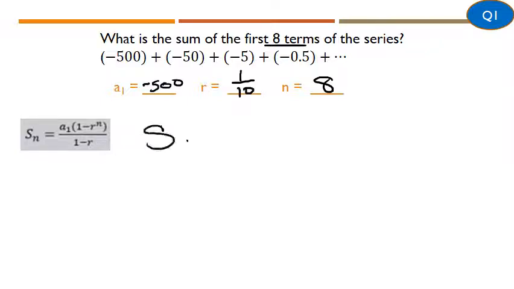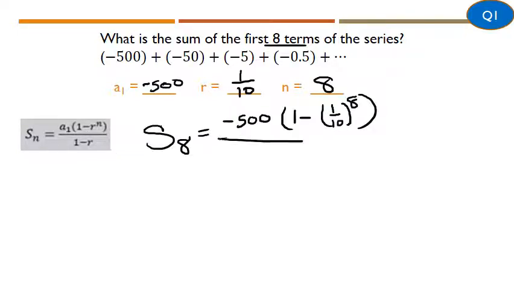So the sum of the first 8 terms is going to be equal to the first one, which is negative 500, times 1 minus your r, and that's 1/10, raised to the 8th, all of that's on the top, all over 1 minus your r, and that's 1/10.